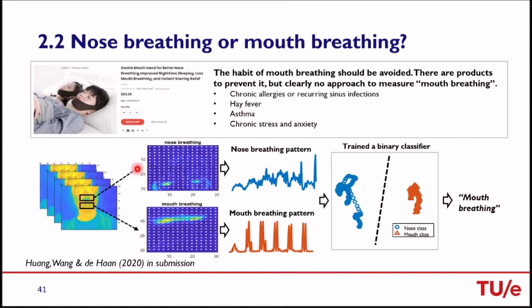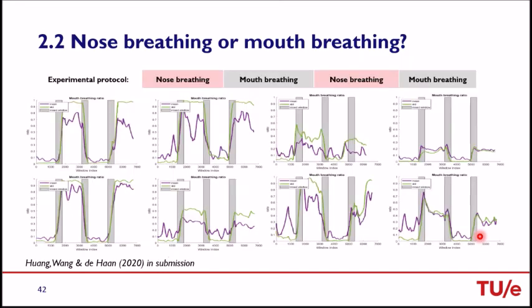And then if we measure the subject over the night, we can give a percentage of mouth breathing, and use that as an early indicator for the subject to improve this habit. Here is an example result of our study. The experimental protocol is as follows: first, we use the nose to breathe, and then mouth breathing, nose breathing, mouth breathing. We tested on 8 subjects, and you can see the mouth breathing energy that we measured.